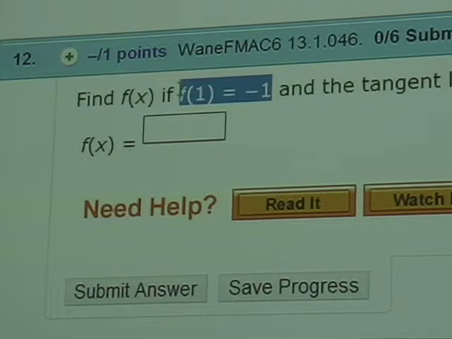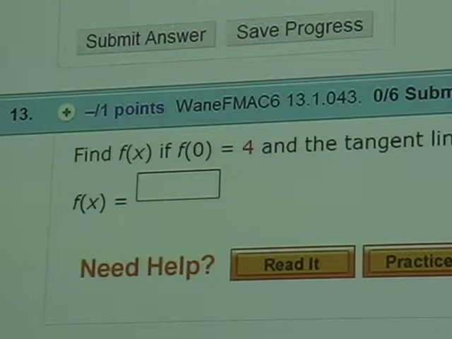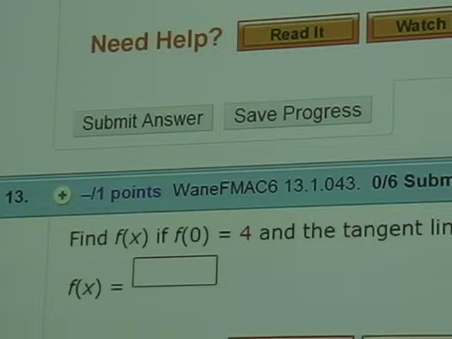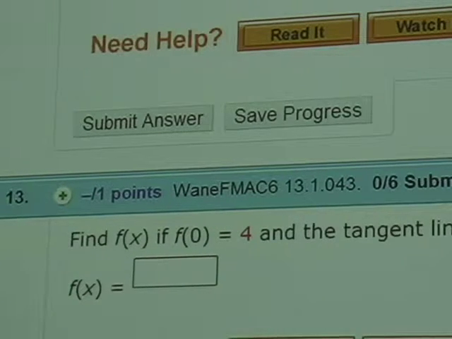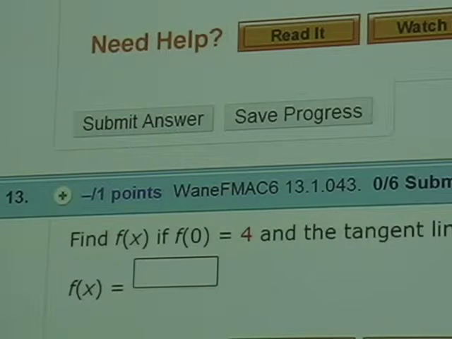All right, that was pretty hard. But at least there's a watch it here. Okay? Okay, how about this one? How about this one? Is this similar to the previous one or not? Is it similar to the previous one or not?